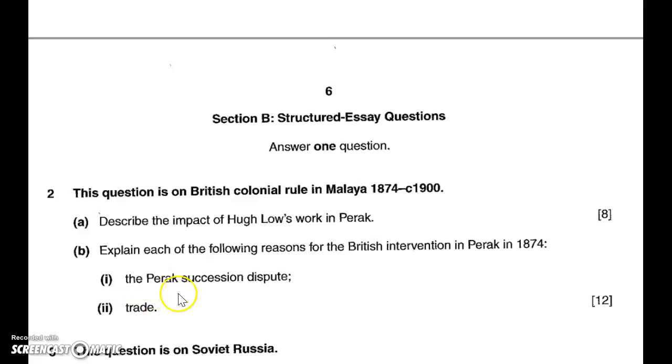Okay, so this is actually quite a difficult question for the express students, O-level students. I can still give you this question without these two options. So I basically just ask you, explain the reasons for the British intervention in Perak in 1874. Then after that, you have to come up with these two reasons on your own. All right. Now let's look at the O-level questions.